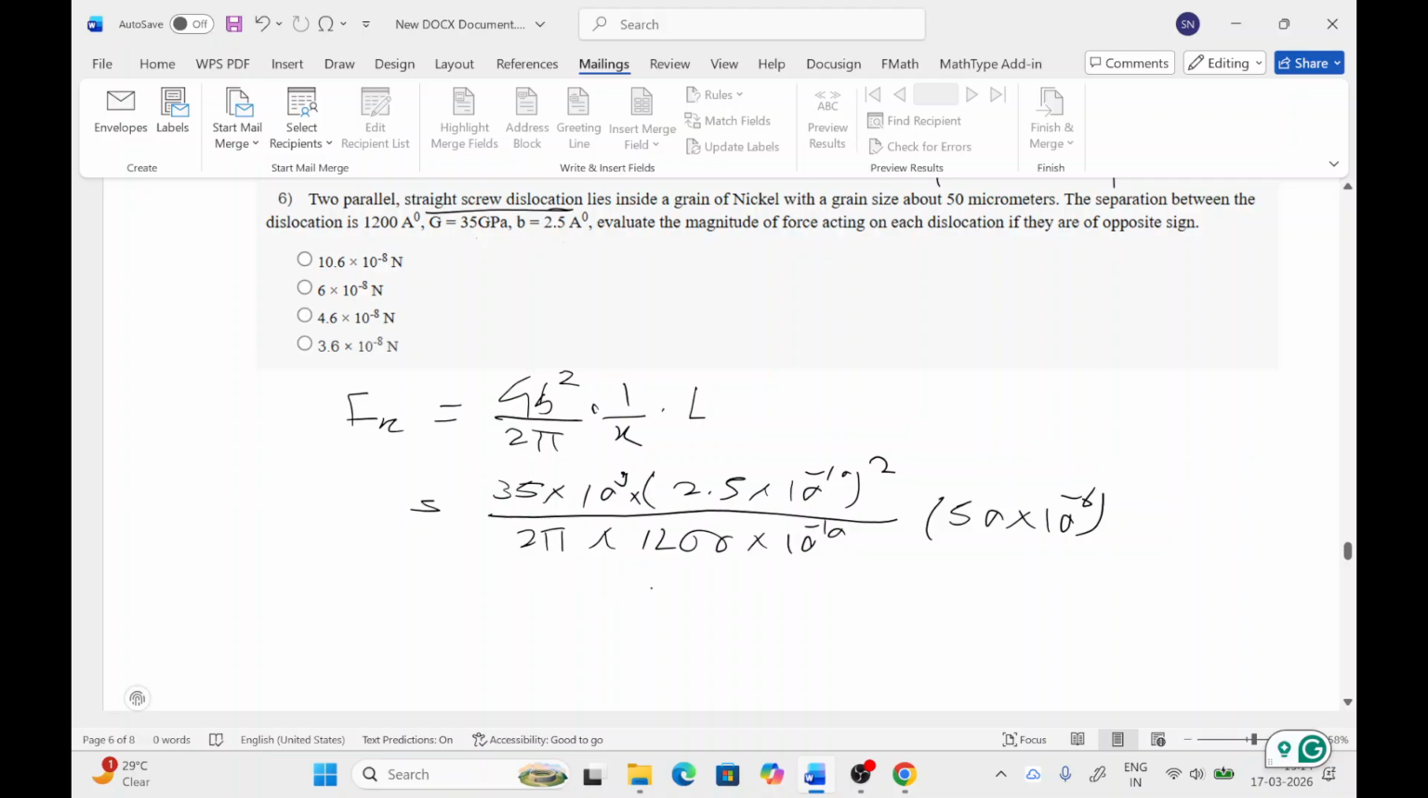So in this question also, I'm getting around 14.5 into 10 raised to power 8 Newton, but this option is not given in these four, 10 raised to power minus 8. So you can also cross check whether it is correct or not, because I calculated it many times, but still I'm getting 14.5.